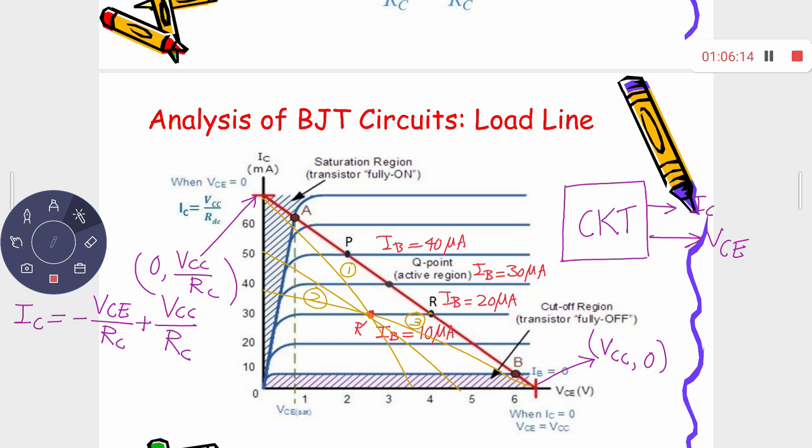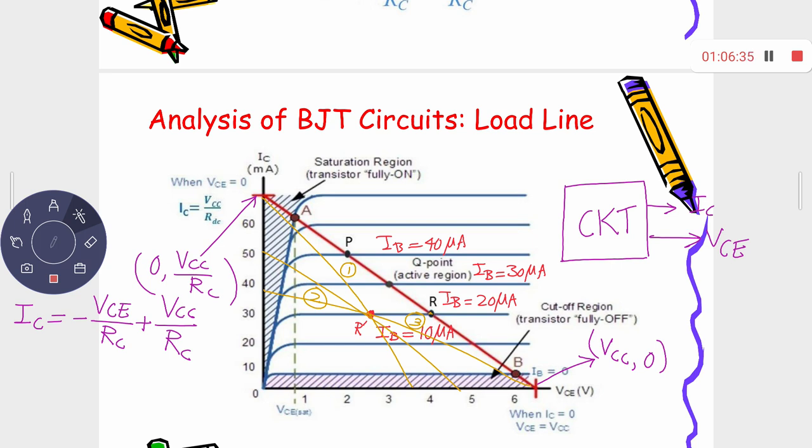So obviously these points are basically the intersection points. One is the result of the device property, the second is the outcome of the circuit property. And since the device is placed in that circuit, both of these two properties are to be satisfied.